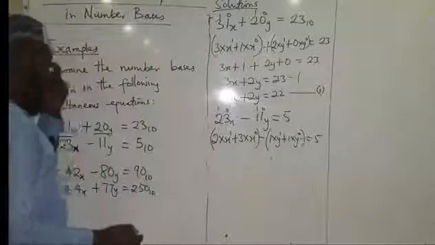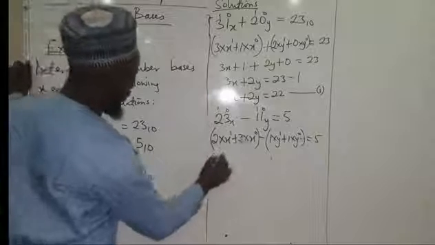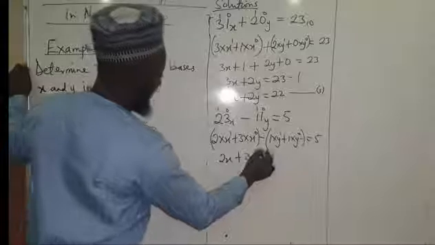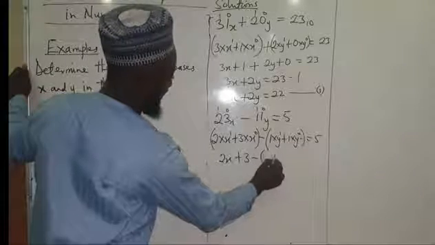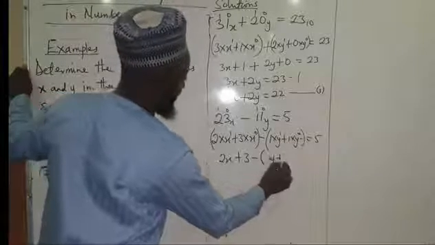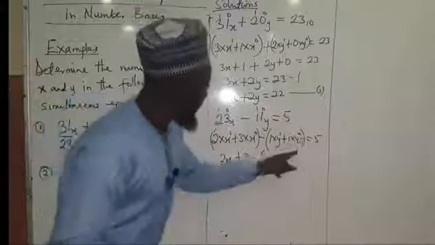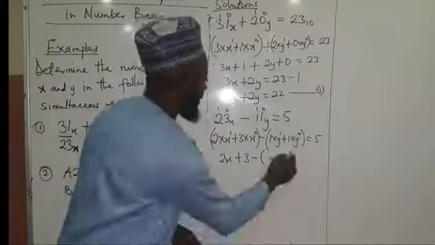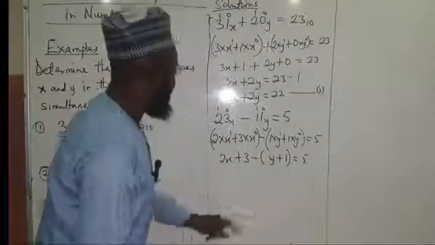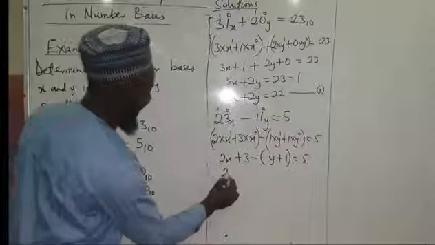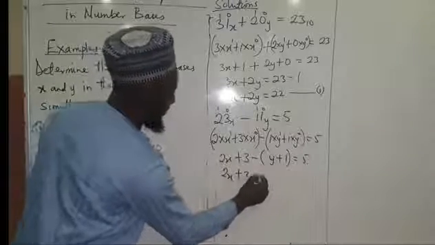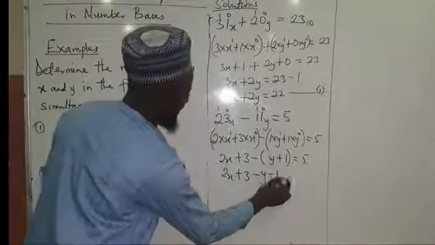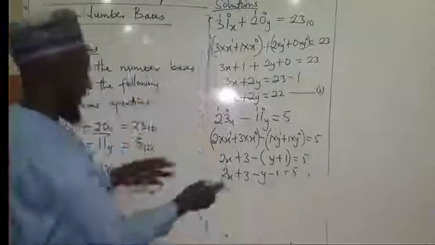So the next thing is, this will become 2x plus 3 minus, let's see what we have here. This will be y plus 1. So y raised to power 0 is 1, right? 1 times 1 gives 1, equals 5. You can then open this bracket. So this will give us 2x plus 3 minus y, that's minus y. Minus times plus gives us minus, equals 5. So we collect like terms here.